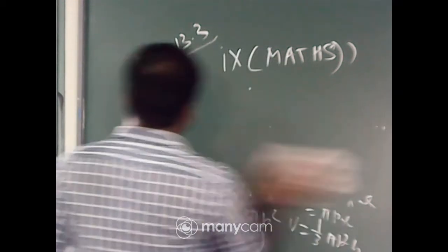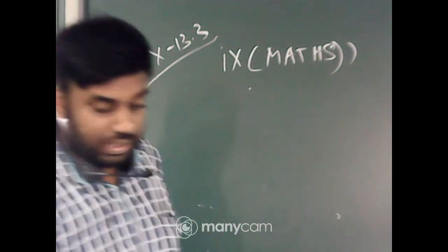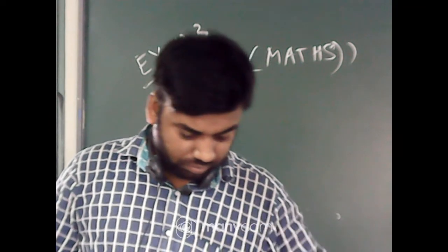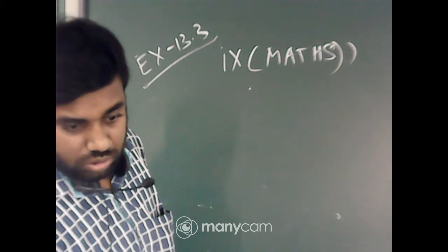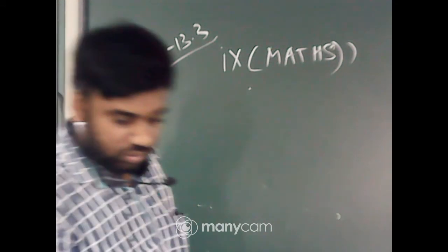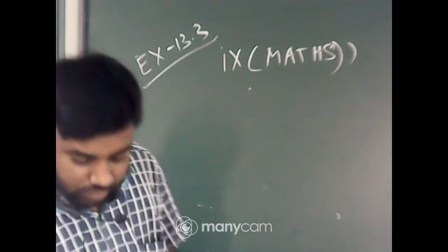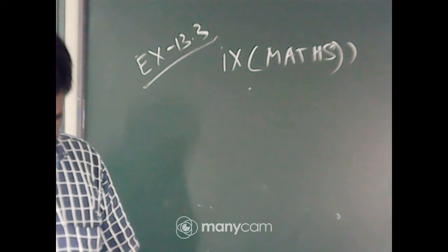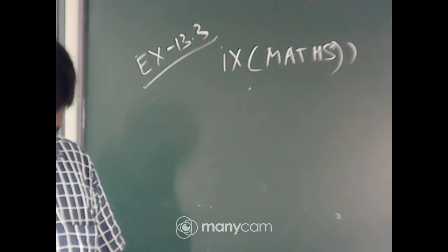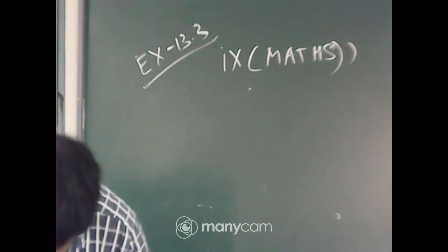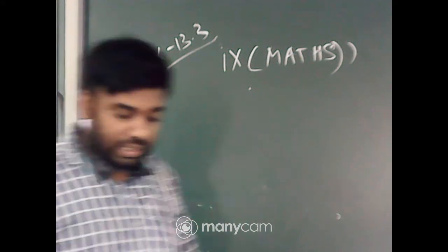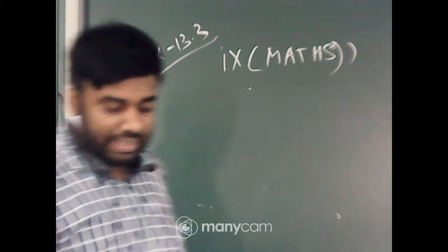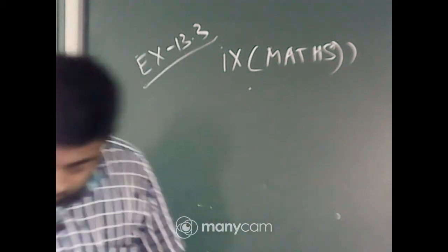Now, question number 1 of exercise 13.3. The diameter of the base of the cone is 10.5 centimeter and its slant height is 10 centimeter. Find its curved surface area.